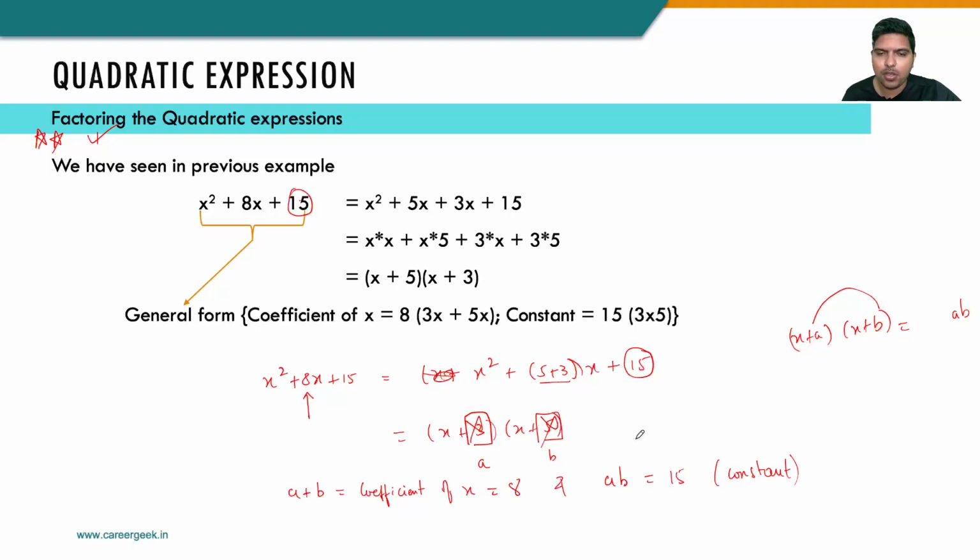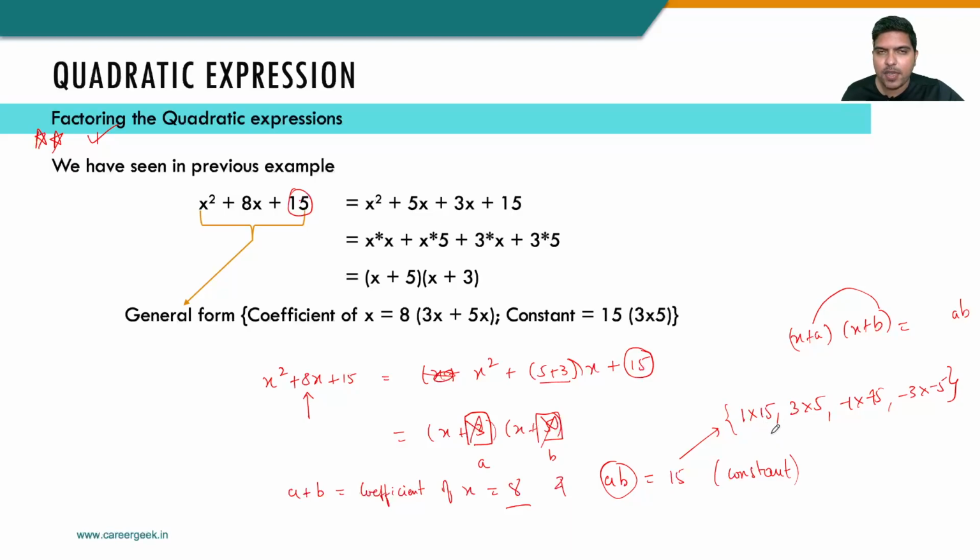Now, how do we solve for a and b in this way? You will factorize the product, whatever is there, and see which factors work. So let us factorize 15. We always start with 1 into that number, then let's say 3 into 5. We can take negatives also, but negatives won't matter in this case because the sum is positive.